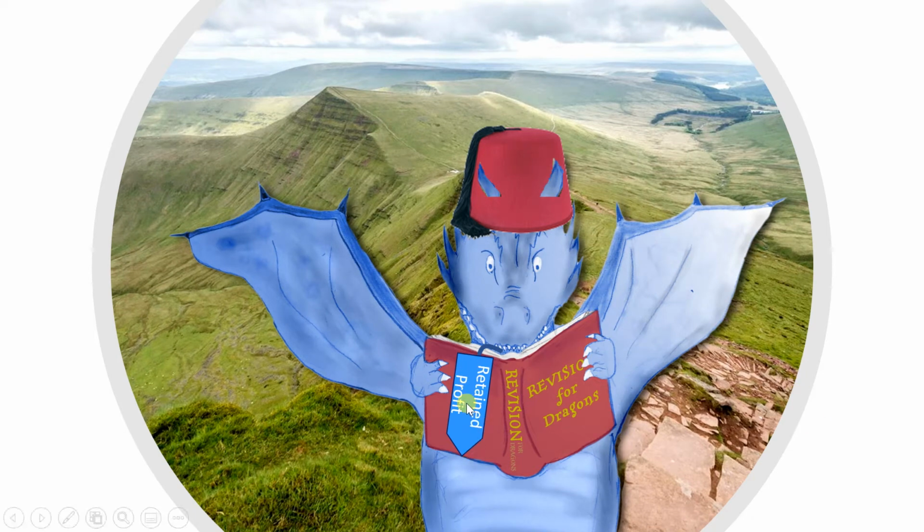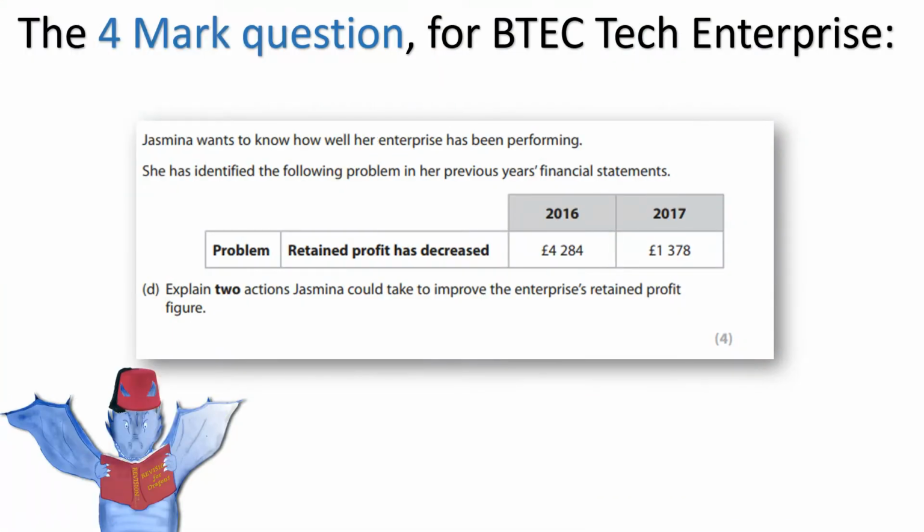This is a question on retained profit. This is a 4-mark question. Jasmina wants to know how well her enterprise has been performing. She has identified the following problem in her previous year's financial statements. The problem: retained profit has decreased.